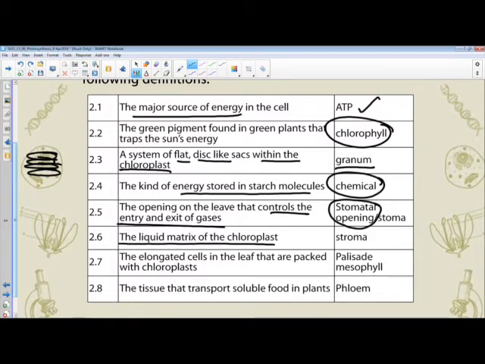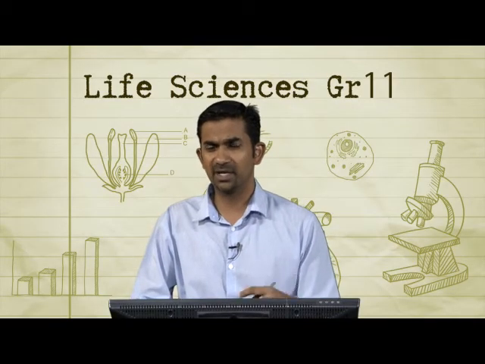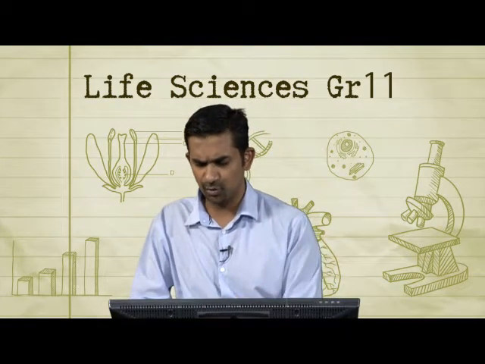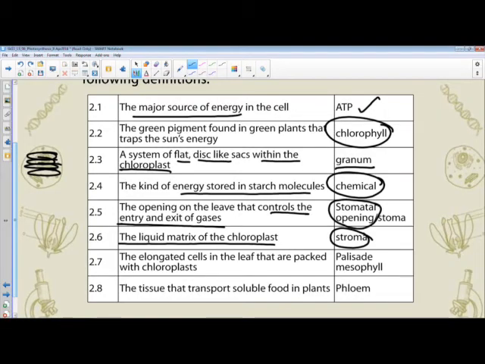Guys, we looked at the structure of the chloroplast earlier on. We said that the structures within the chloroplast are embedded in a medium called the stroma, and that is the medium in which the second stage, the light independent phase of photosynthesis, occurs.